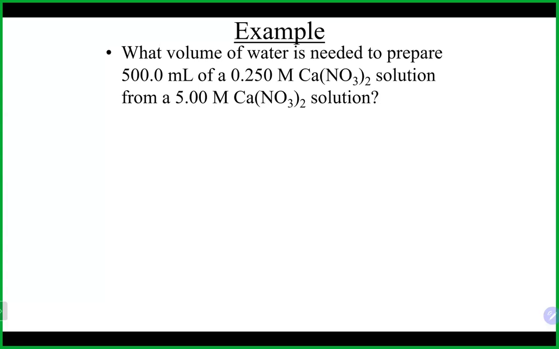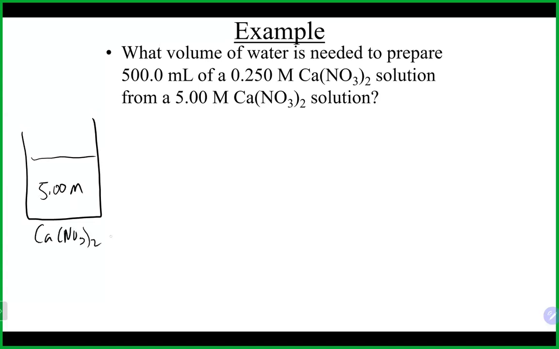Okay, so let's take a look. Obviously here we've got kind of the same situation happening. We've got a bottle here that's more concentrated at 5 molar calcium nitrate, and we want to make a more dilute solution. So again, no real reaction, just a little dilution happening here. We do want to end up with 500 milliliters of 0.25 molar calcium nitrate.